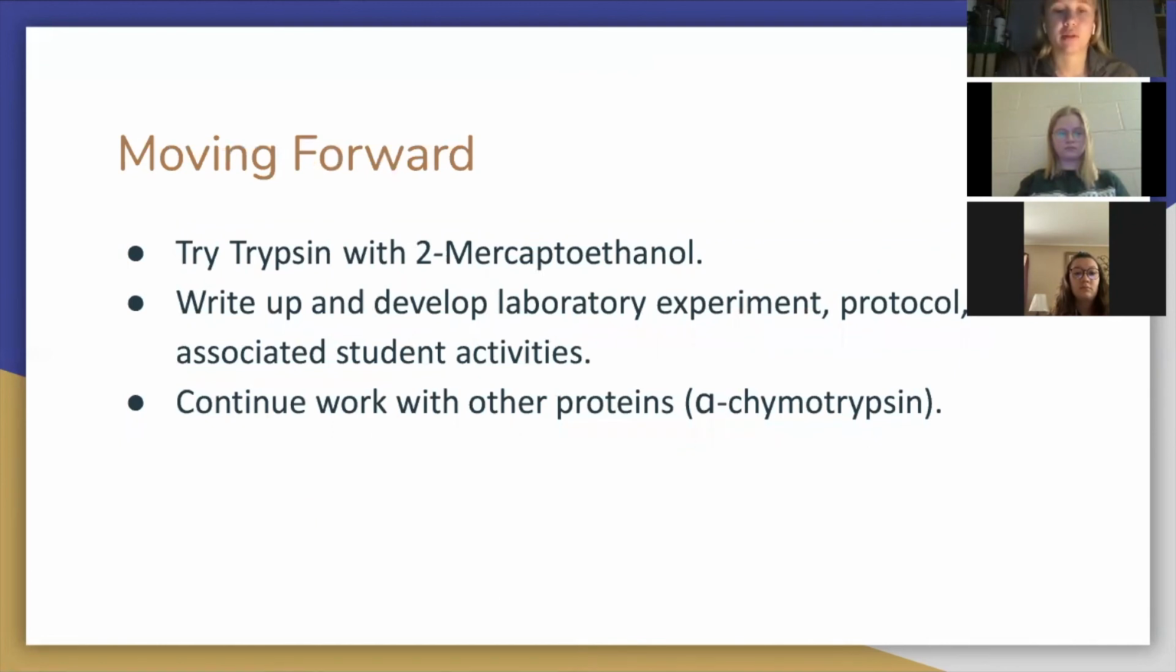We will write up and develop a laboratory experiment protocol and associated student activities for this to be used in a biochem lab. And we will continue to work with other proteins. The next one we will work with is alpha chymotrypsin. The struggle with this one is going to be that it splits into 3 pieces when you break the disulfide bonds, so we'll have to figure out how to get that to work.